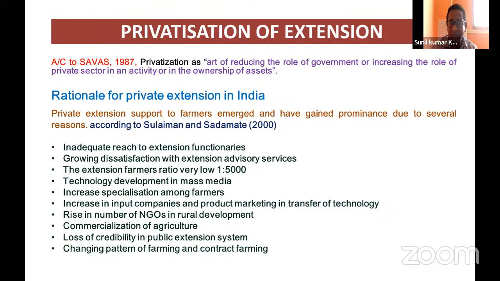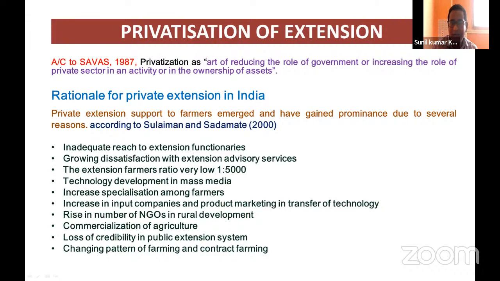According to Savage 1987, he defined privatization as an act of reducing the role of government or increasing the role of the private sector in activity or in the ownership of assets. Here they are saying that they are reducing the role of government, meaning government cannot reach everywhere at every time. So if some part is dealt with by private players, like consultancy, making something new to our system which requires a mass reach, these private players can help in reducing the work of government, and the ownership generally remains with the government.